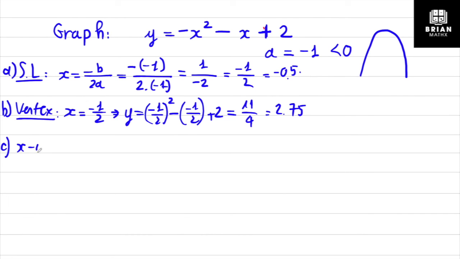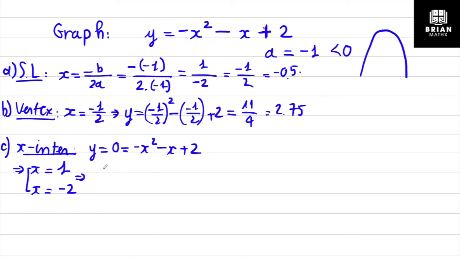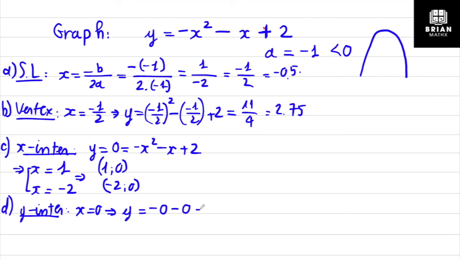And C, you want to find the x-intercept. For the x-intercept, you put the value y equal to 0. Solving this equation, you will have two values: x equal to 1 or x equal to negative 2. The two x-intercept points are 1, 0 and negative 2, 0. And D, the y-intercept. You put the value x equal to 0 and y becomes 2. That's why the y-intercept is 0, 2.